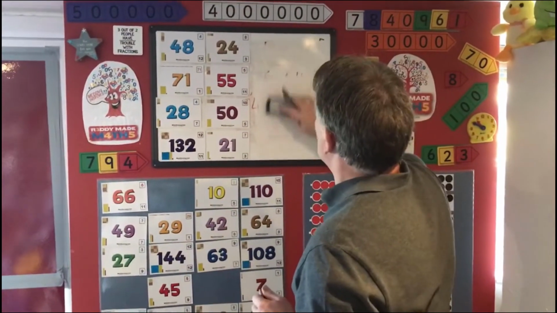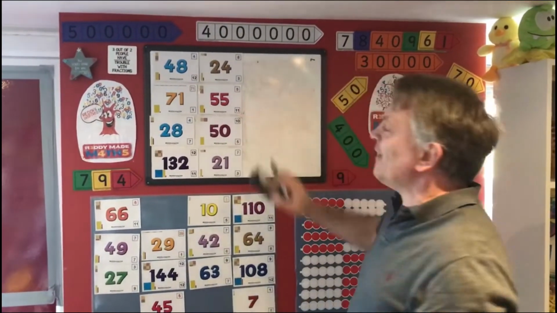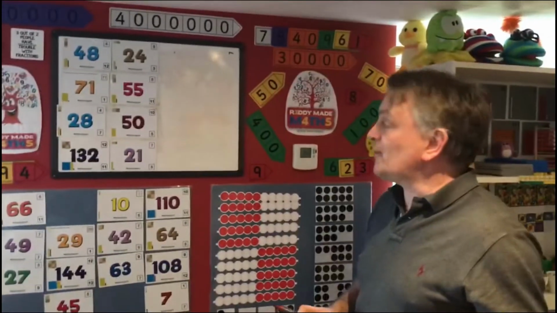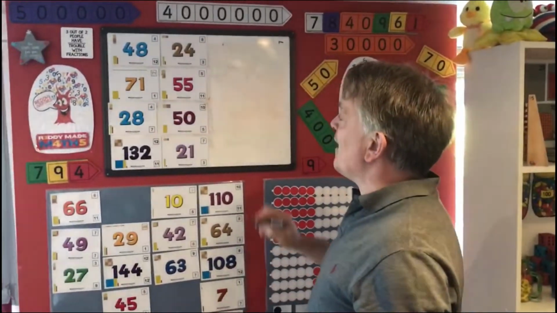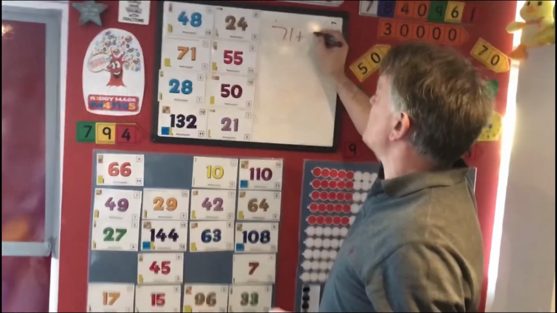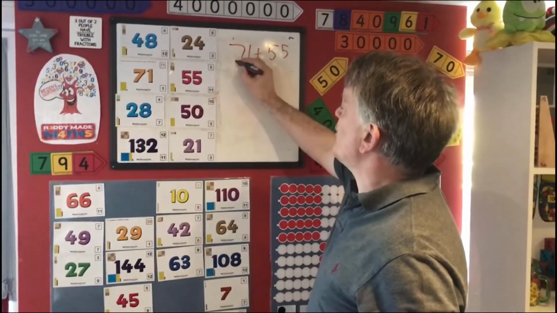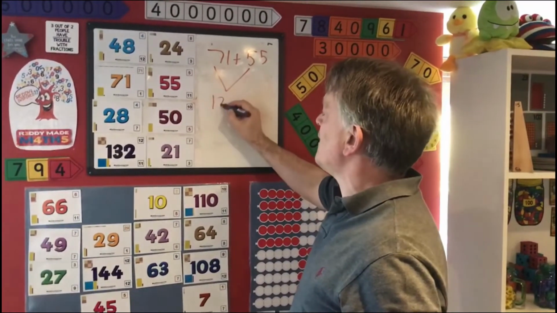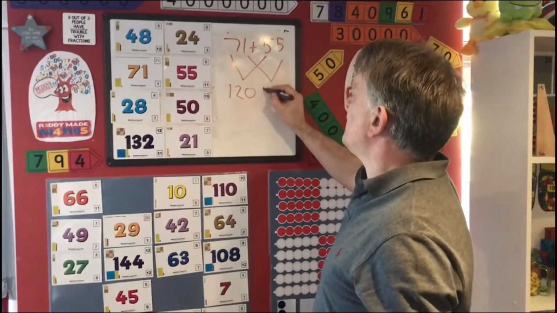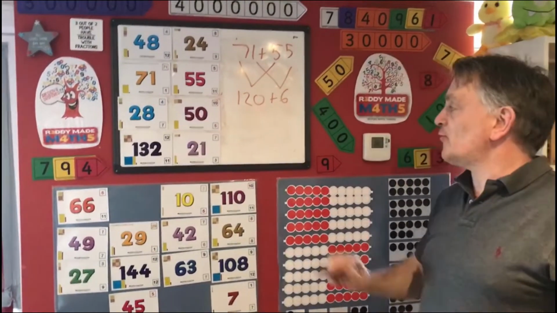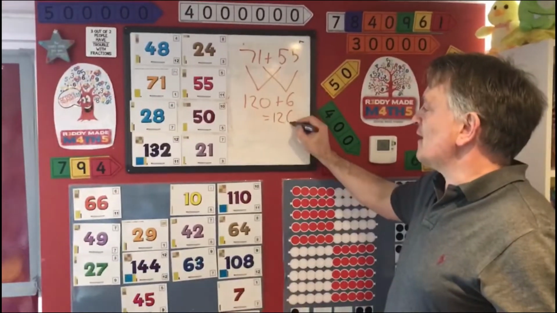Looking at the second calculation, 71 and 55, probably for that one I would partition. I'd look at my 7 10s and my 5 10s, so I'd be doing the partition jot. For that one, we've got 12 10s or 120, and then just 5 and 1 is 6. So again, a straightforward 126.